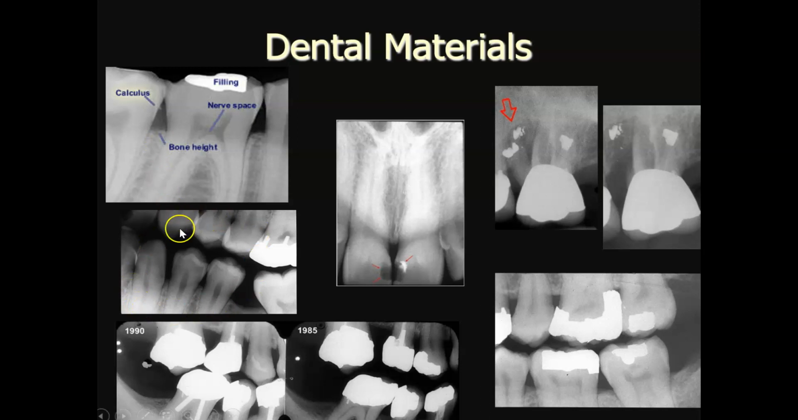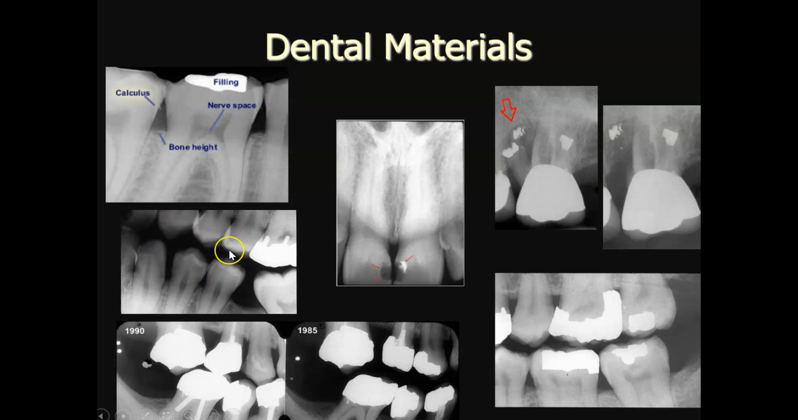Okay, we're going to drop down to this slide. And again, you can see the different structures. This is the nerve space or the pulp chamber. You've got the dentin here. You can clearly see that enamel here. And then you can just kind of see the different shapes of the teeth.